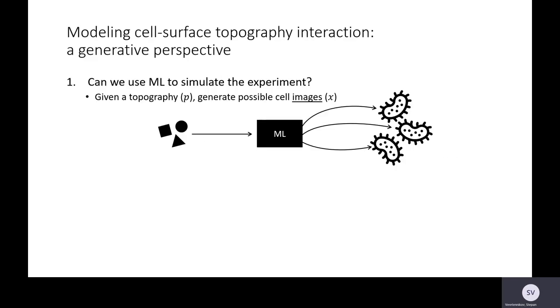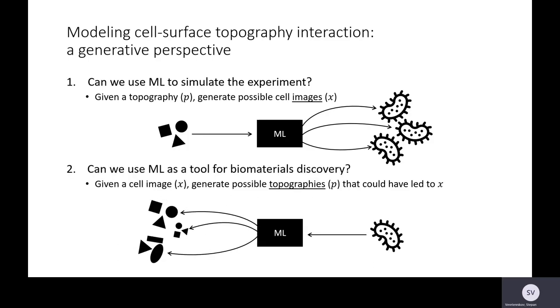And the question is, for example, can we use machine learning to simulate the experiment? That means that given a topography, we would like to generate possible cell images that can be generated based on that topography in real life.